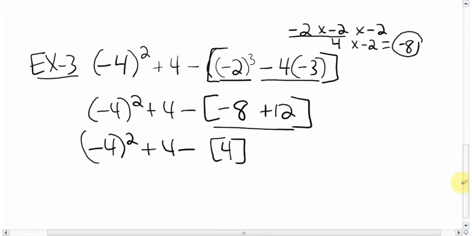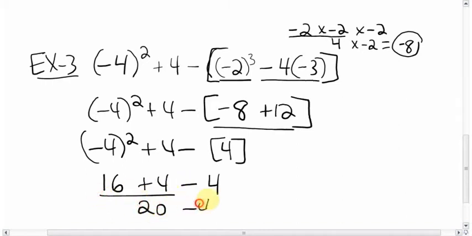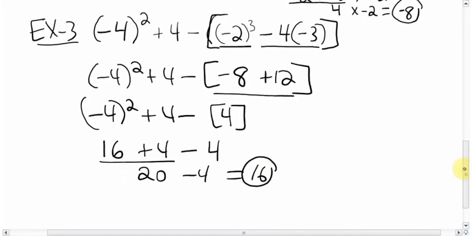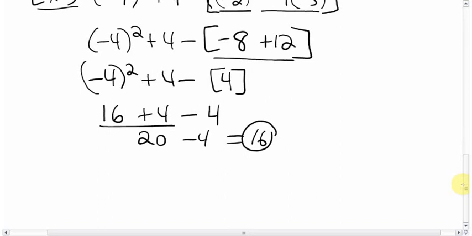Alright, now we do exponents. This, negative 4 to the power 2, even number. Negative, so it's going to be positive 16. Negative 4 times negative 4 is positive 16. Plus 4 minus 4. 16 plus 4 is 20. Minus 4, the answer 16. Okay, step by step by step. Show your work, and you should not have any problem.